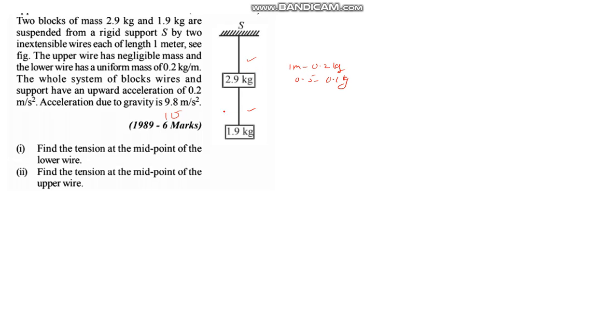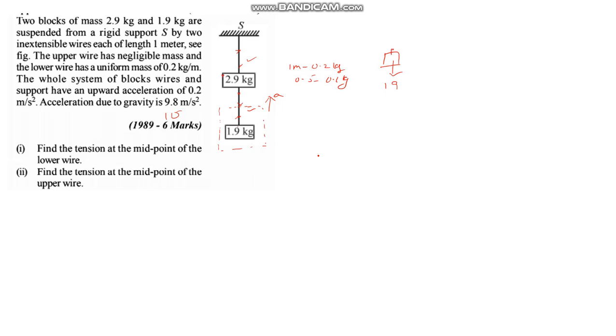So in the first case, find the tension at the midpoint of the lower wire. Here he wants to know what the tension is. This whole system is going with acceleration A. That means each point you take, this mass, everything is going with the same acceleration. So for this portion we need to draw the free body diagram. So it looks like this. When you draw the free body diagram, this is 1.9 into 10, 19 newtons acting downward, and here T is acting upward.